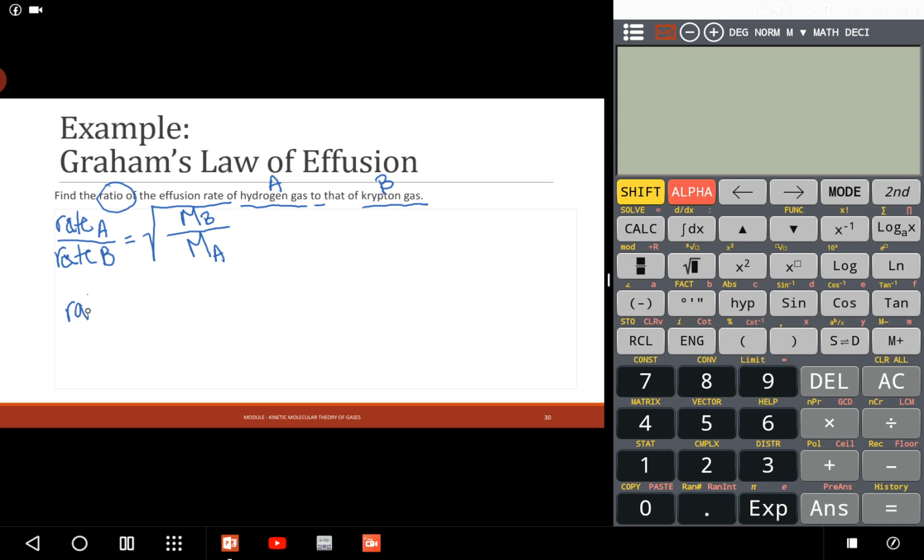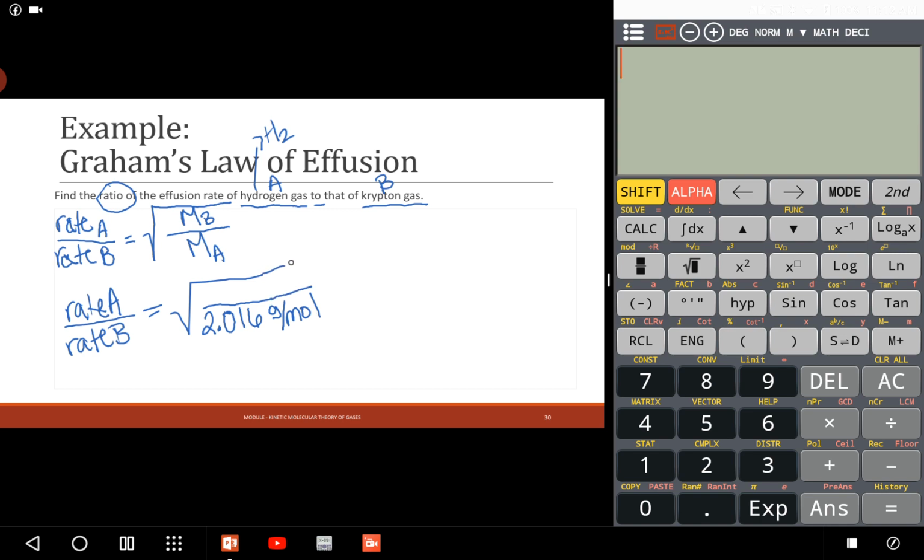And so I'm just going to leave that as rate A divided by rate B. And that's going to be equal to the square root. And hydrogen is one of our diatomic elements, so gotta remember that's H2. That's 2.016. And really these should be in kilograms per mole, but the kilograms part will cancel out. So you just gotta make sure that these units match.